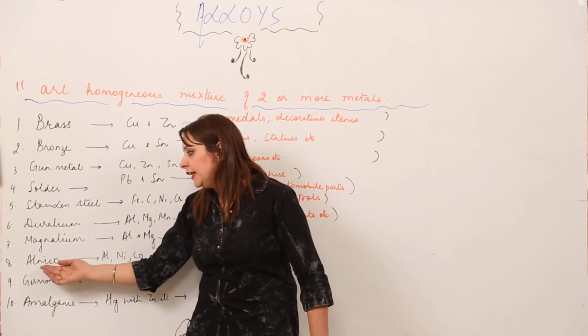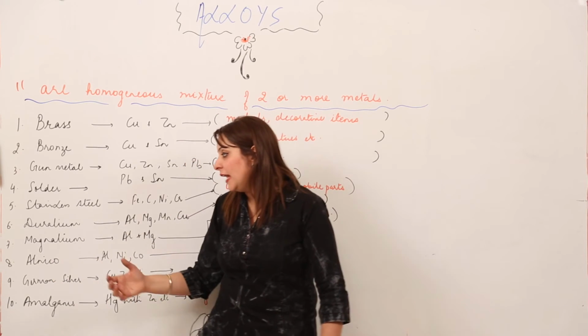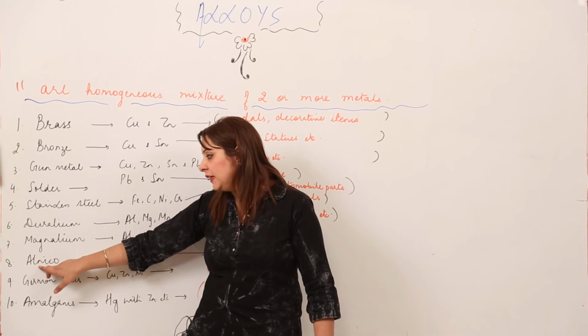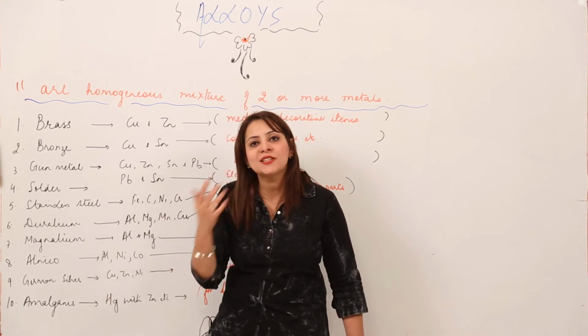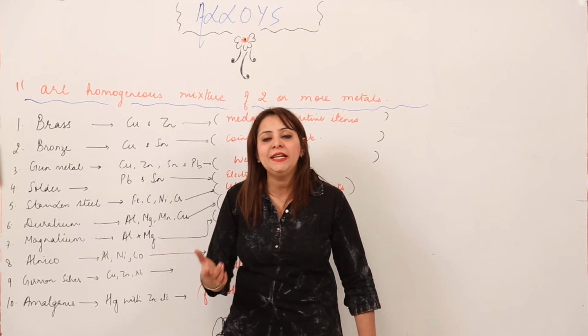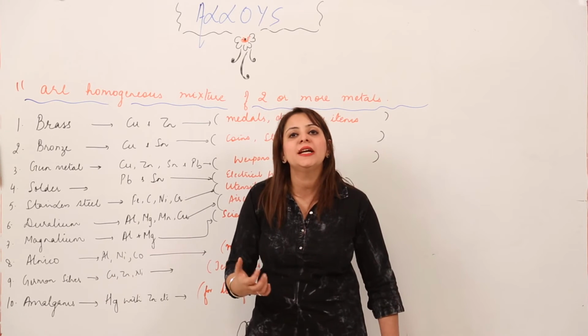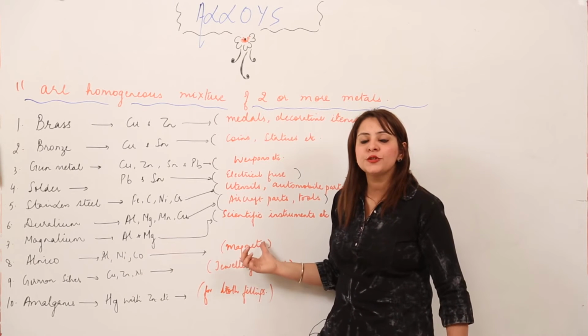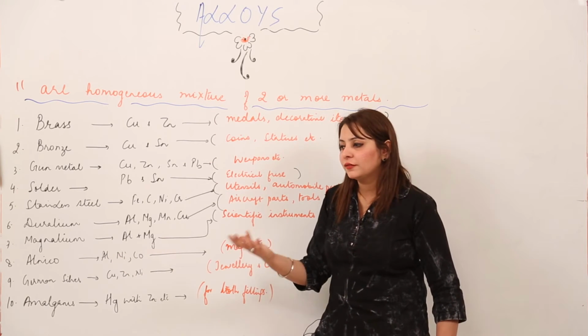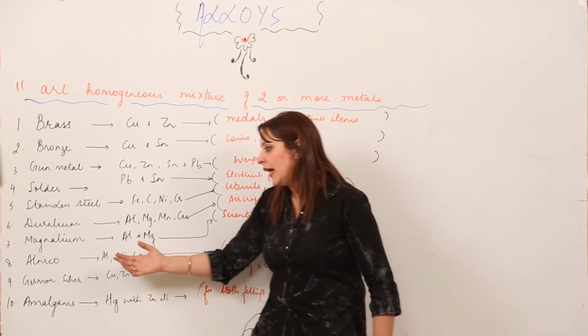Next we have alnico. As the name suggests, Al-Ni-Co: Al means aluminium, Ni means nickel, Co means cobalt. So it is very easy to learn its constituents, a mixture of aluminium, nickel and cobalt, and it is used in making magnets. The magnets which you use in the lab or anywhere are just made up of alnico.